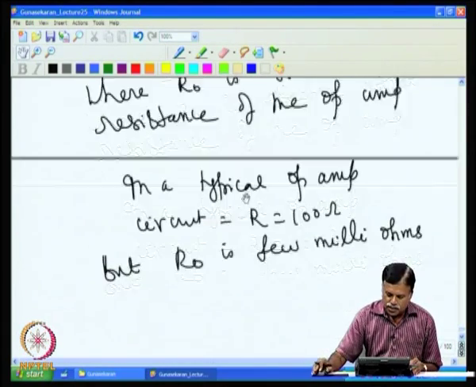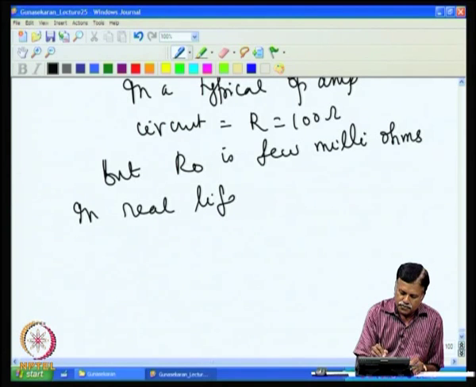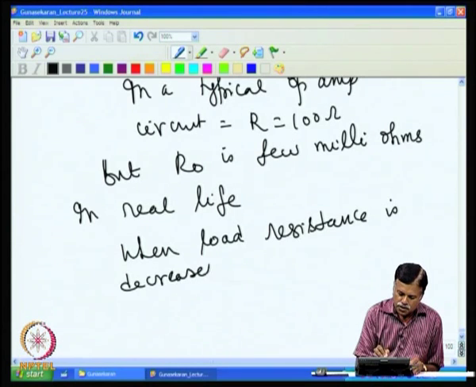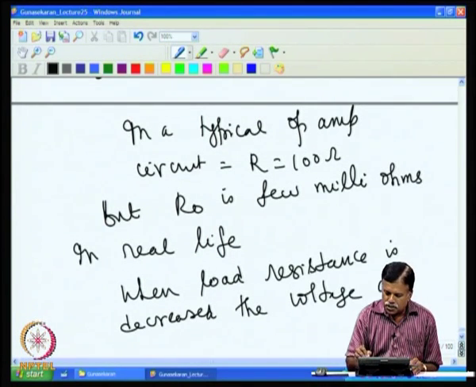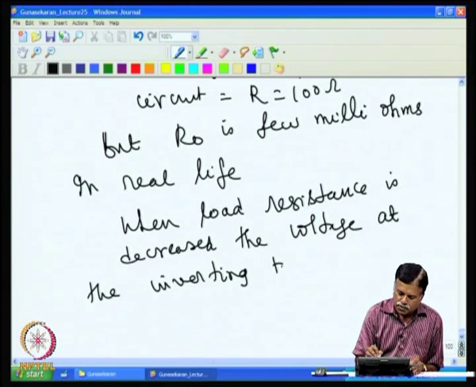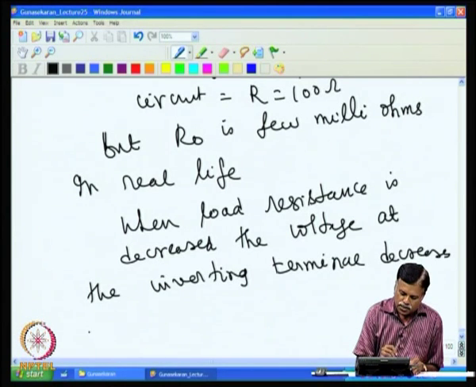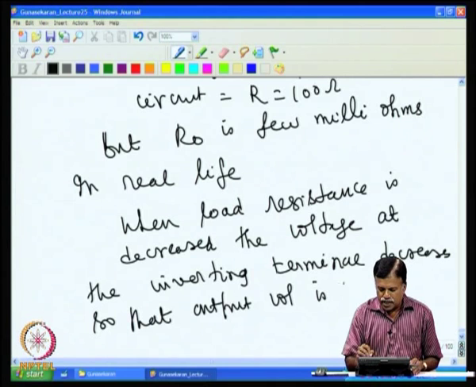So, in real life, when load resistance is decreased, the voltage at the inverting terminal decreases so that the output voltage is put back.